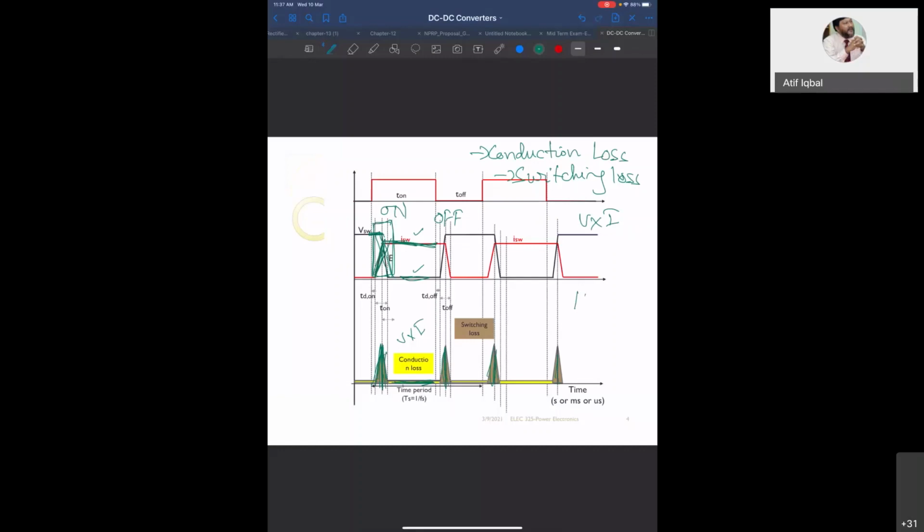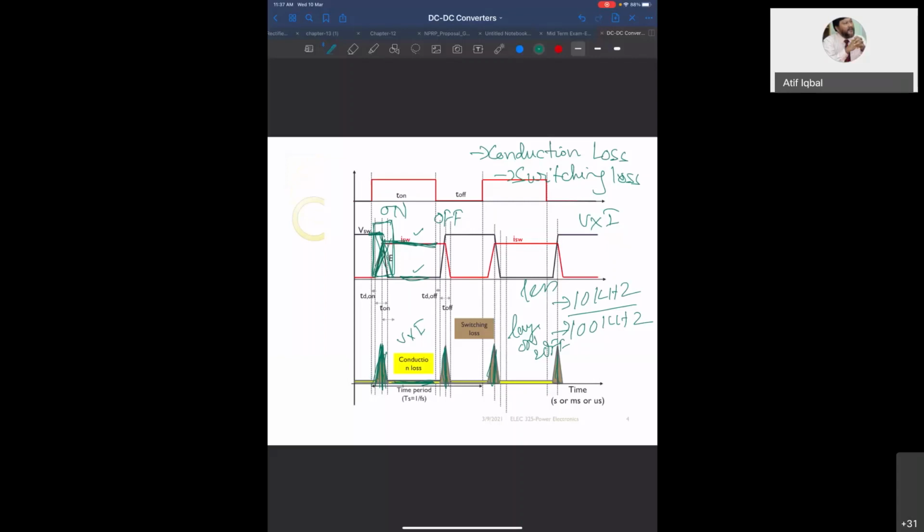Now suppose it has 10 kilohertz switching and suppose it has 100 kilohertz switching. In one cycle of the fundamental, there will be fewer on and off transitions here. Here there are a large number of on and off transitions. So each time the switch goes on or goes off, in that short duration of time, there will be some loss, and that is called switching loss. If you keep on increasing the switching frequency, the switching loss will keep on increasing.